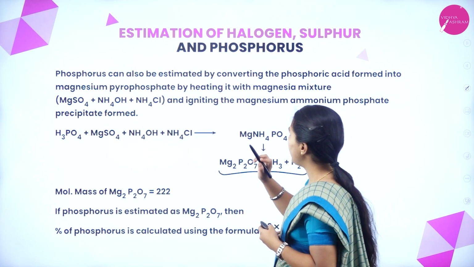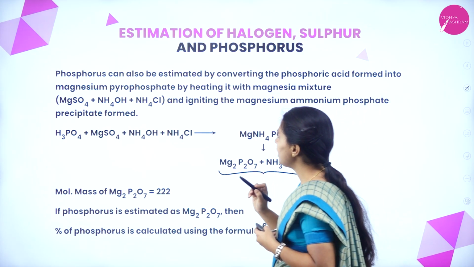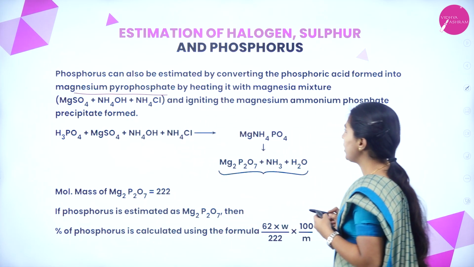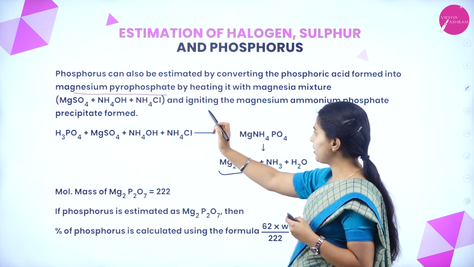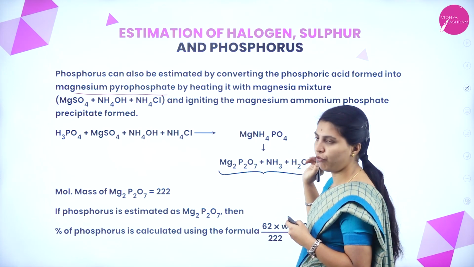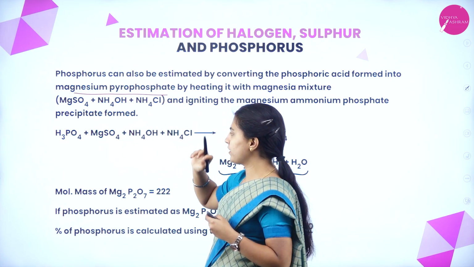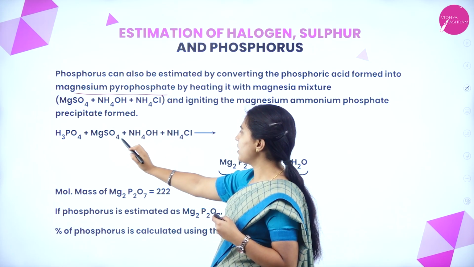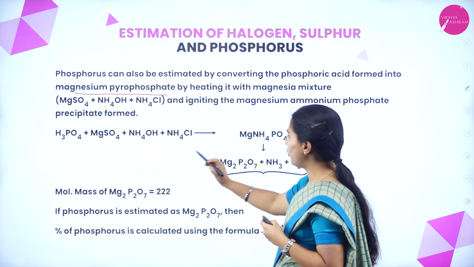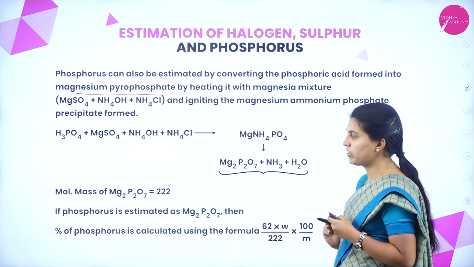Phosphorus can be estimated by converting the phosphoric acid formed into magnesium pyrophosphate by heating it with magnesia mixture, and igniting the magnesium ammonium phosphate precipitate formed. This is another form also. Whatever the phosphorus, it can be estimated. See, H3PO4, MgSO4, and this is ammonium hydroxide, ammonium chloride. This is the overall mixture, the magnesia mixture.